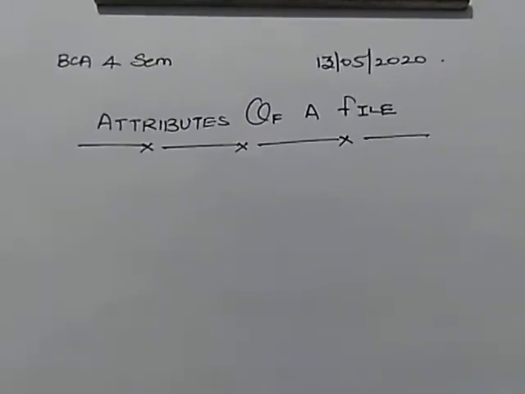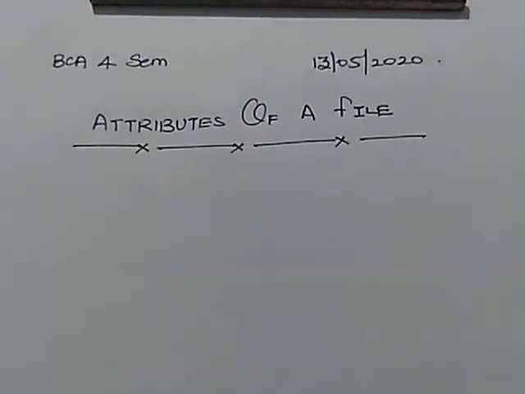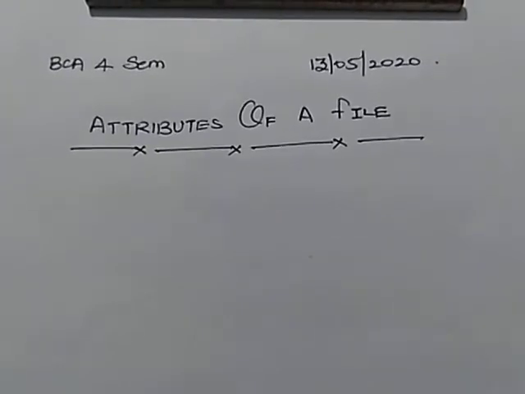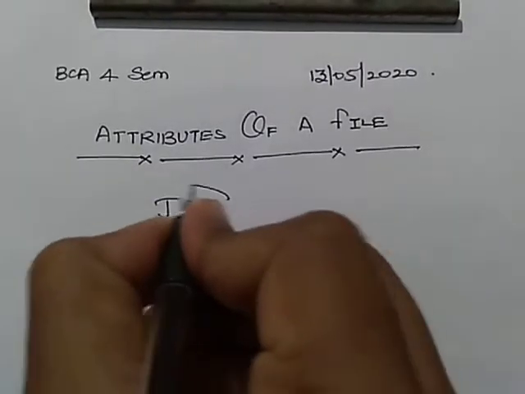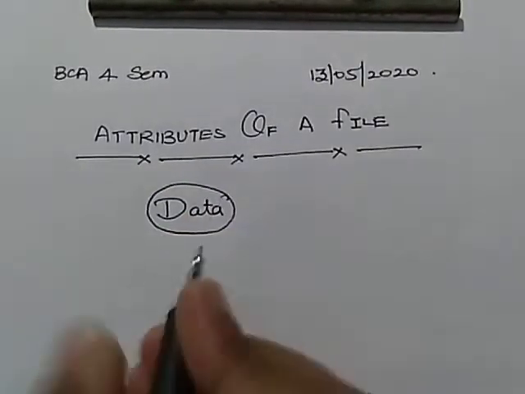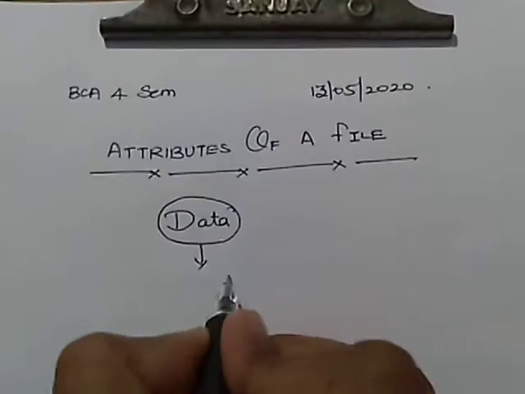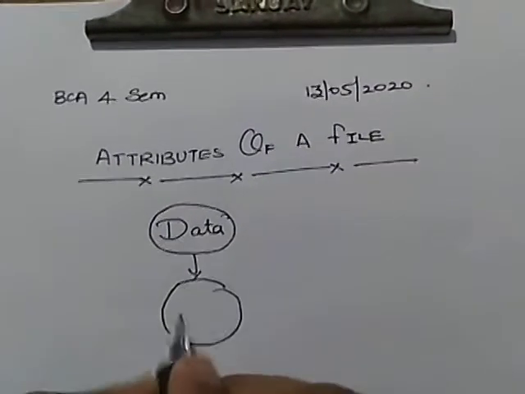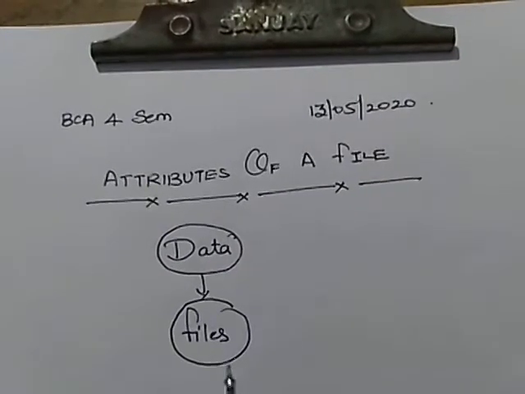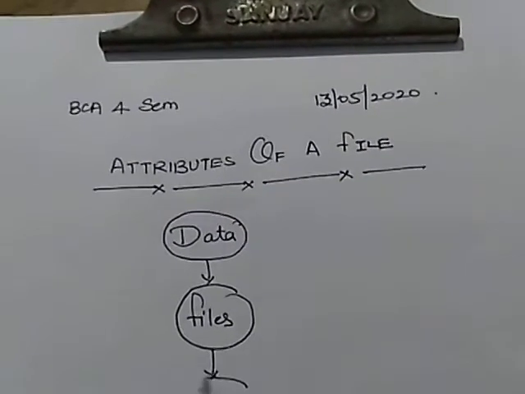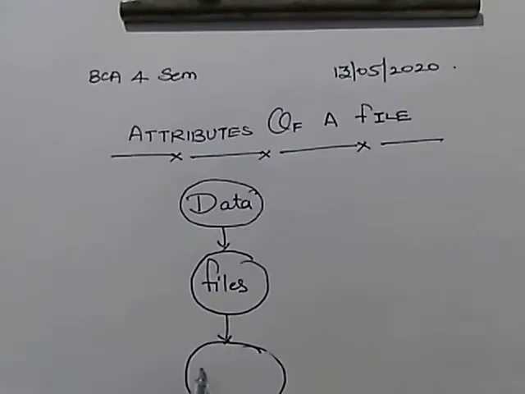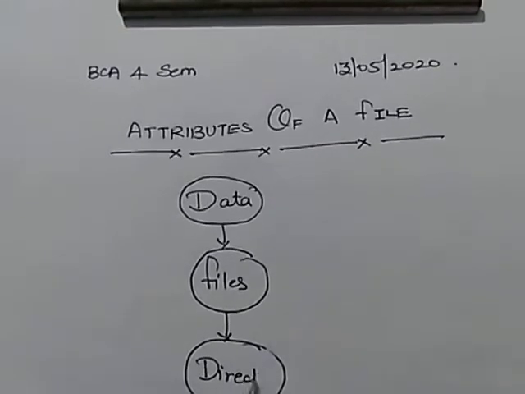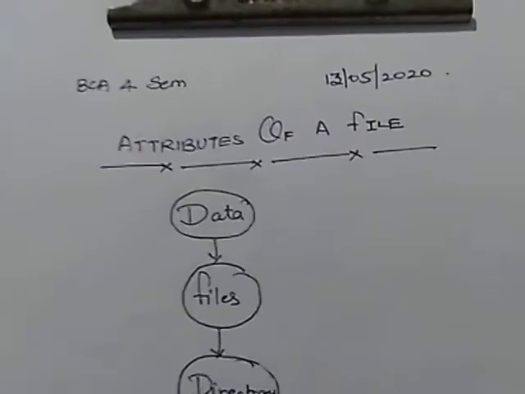Friends, today we will study about attributes of a file. Now, as we know that we have data, data is collected in files, and various files created in a system give a directory, and after that we will have a file system.